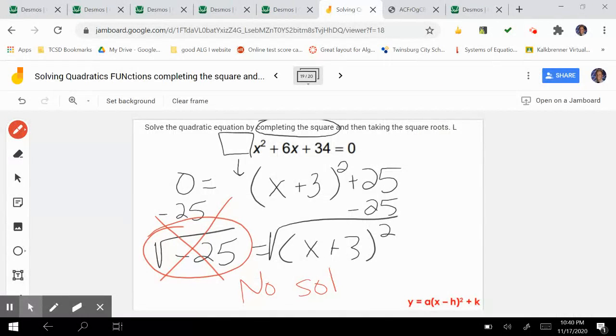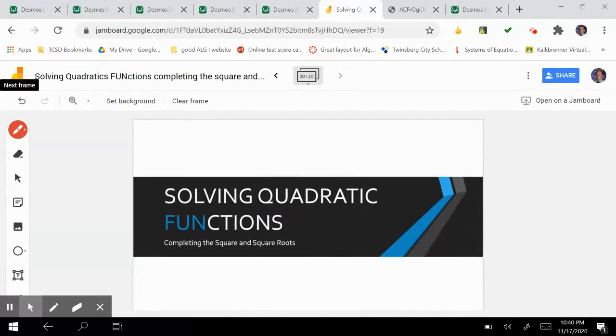So anyways, the best part of the lesson, the last slide, the best slide. Why? Because it's over. Solving quadratic functions, completing the square and square roots. All completing the square means is put it in vertex form using your best friend Desmos. As you can see, we have those 5 tabs open on the left.